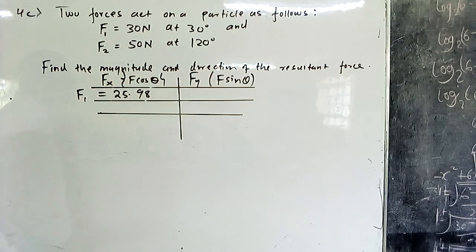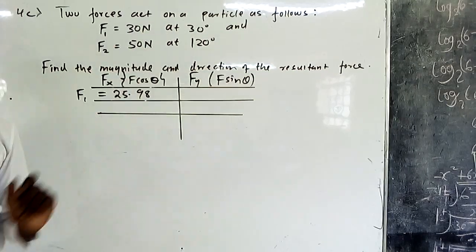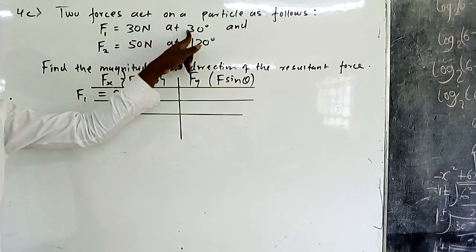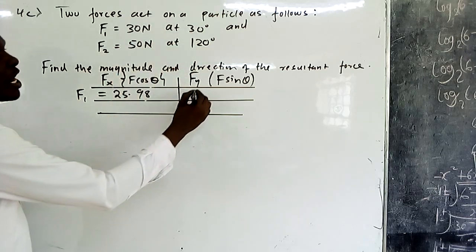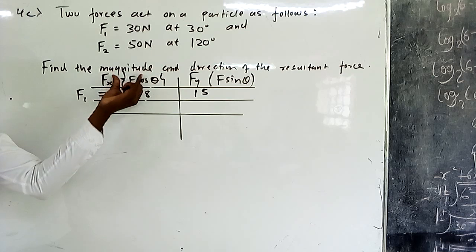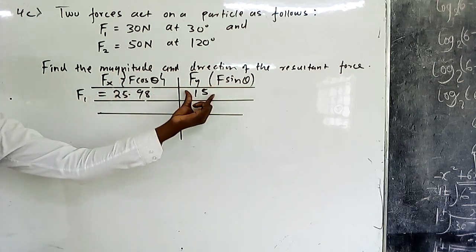25.98, isn't it? Yes. Then what is the y component? That is 30 sin 30 degrees. It is f sin theta. Are we together? 30 sin 30 degrees, and you end up with 15 Newton, isn't it? So the x component of this force is 25.98. The y component of this force F1 is 15.